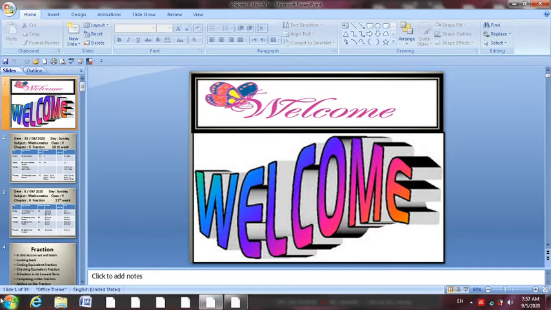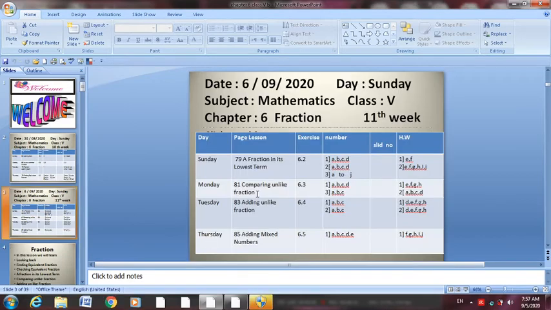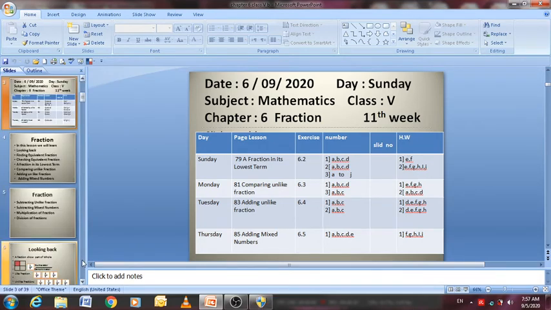Today we will complete our chapter. We are in the fraction chapter, and today we will take a fraction in its lowest term. This is our work, and this is your homework. Okay, let's start.